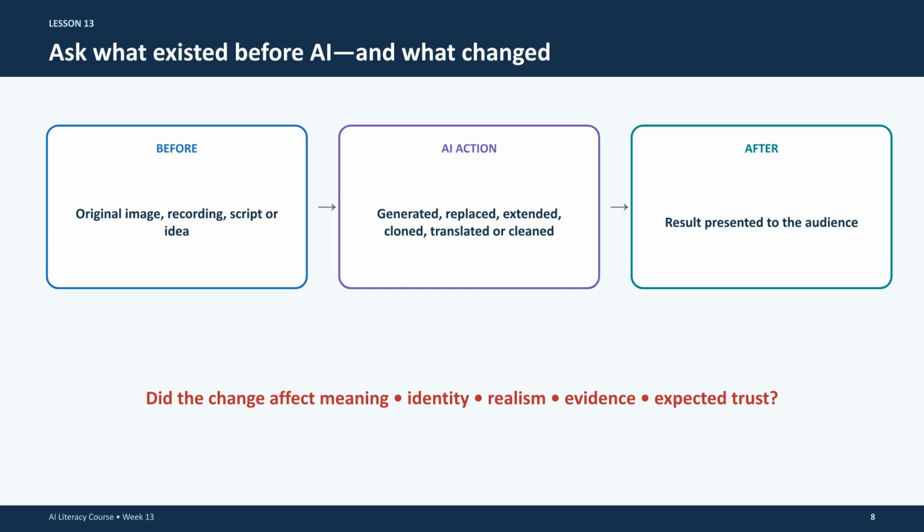When planning, document the transformation from before to after. What original material existed? What did the AI do? How will the result be presented? Ask yourself if these changes might affect the audience's trust, the meaning, or the perceived realism of the final piece.